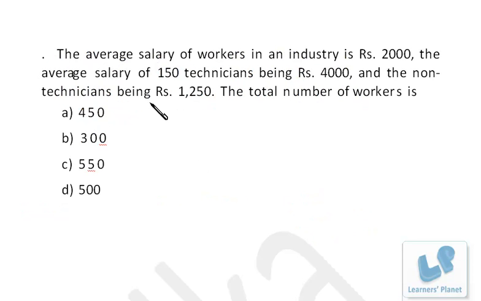Now friends, let's see this problem. The average salary of workers in an industry is rupees 2000. The average salary of 150 technicians being 4000 and non-technicians is 1250. So this is 4000. This is 1250. These are technicians, these are non-technicians, and overall it is 2000, right?